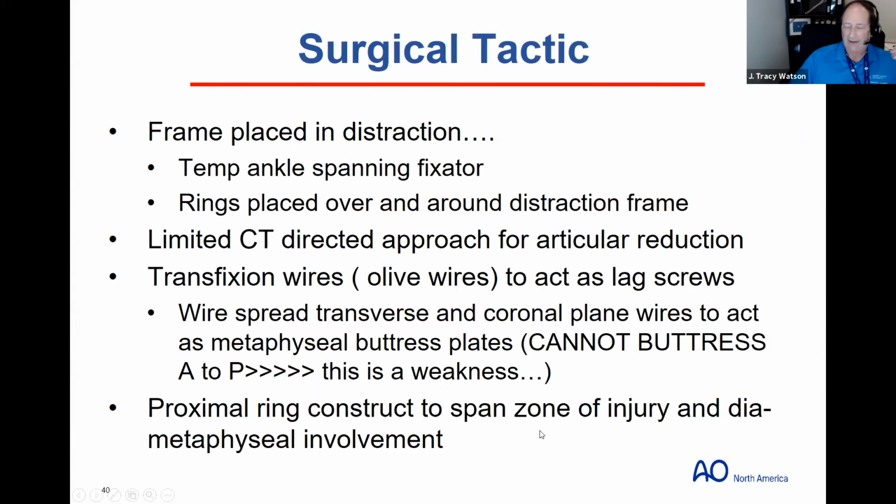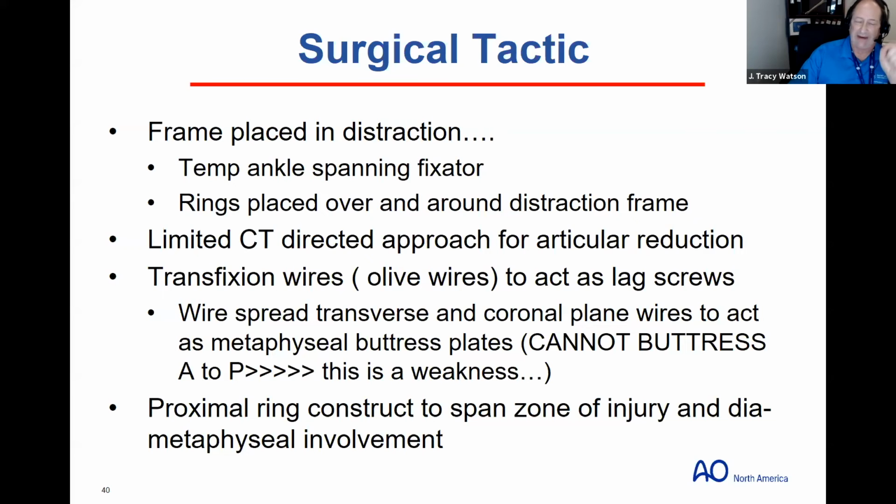So you have to go through this kind of algorithm with every type of fracture. The frames are placed with the patient in distraction. We do a temporary ankle spanning frame, and we put the rings over and around the distraction frame. So these are done with the patient's leg in a 2-pin fixator or a simple external fixator. We use limited CT-directed approaches for articular reduction. We still go after the joint surface, just like all the other speakers do. And then we use olive wires to act as lag screws, much as you would a lag screw or a plate. We have wires widespread and transverse in the coronal plane to act as a metaphyseal buttress plate.